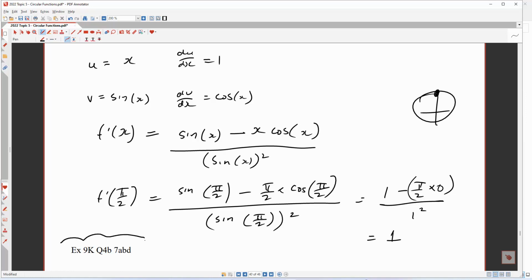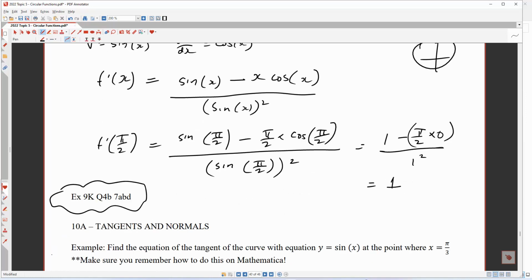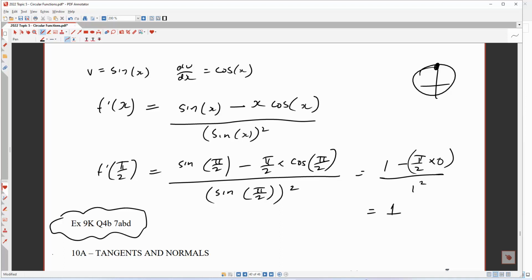All right, so there are your questions. Again, that sounds like a lot of work, but it really is rule application, and just remembering that the derivative of sine is cosine and the derivative of cosine is negative sine. So apply that and you can't go wrong.